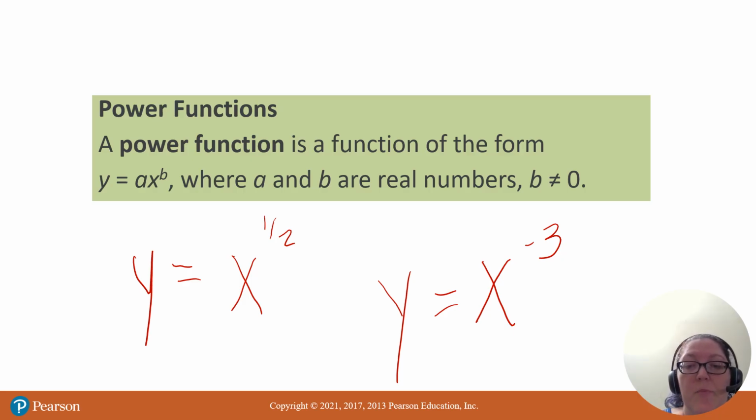I can also put numbers in the front here, so I can put, say, 4 in the front. I can even put negative numbers or fractions in the front. I have a lot of wiggle room.